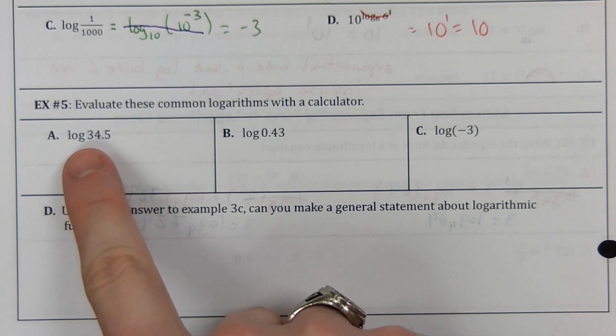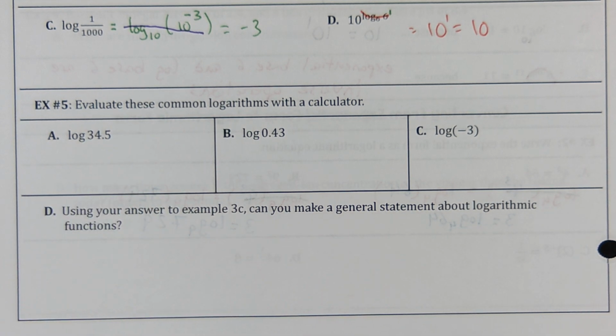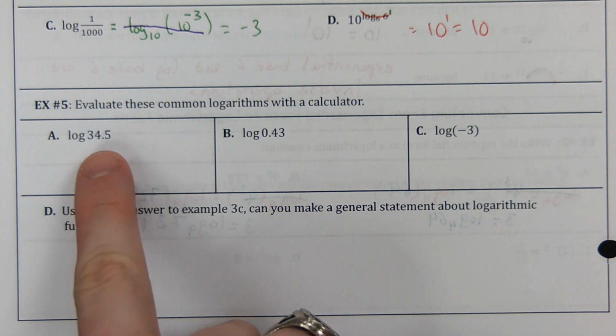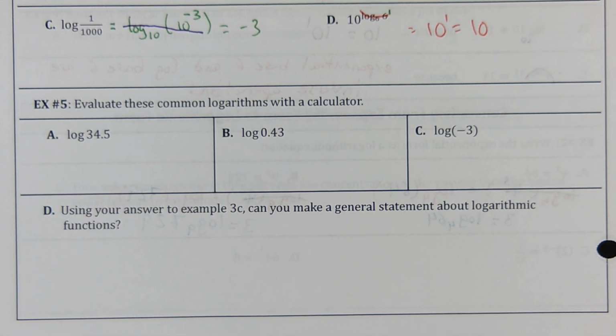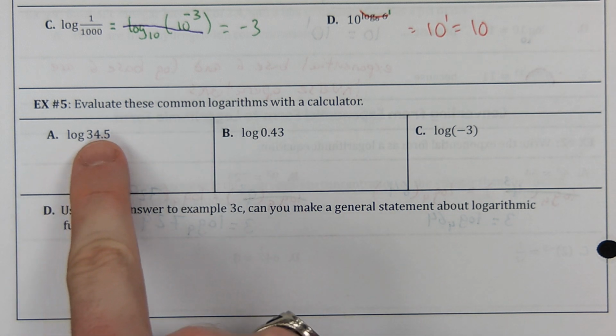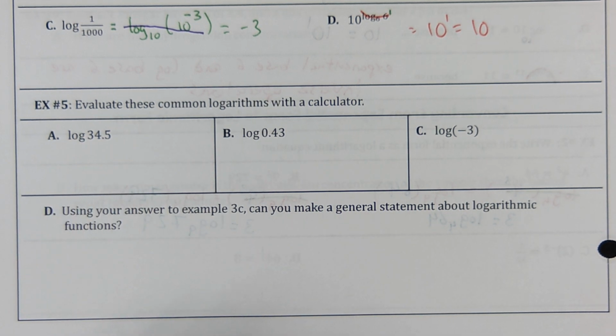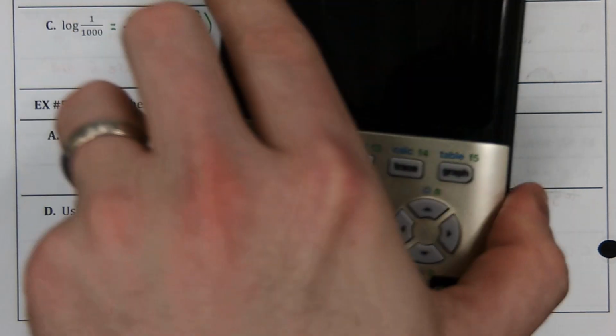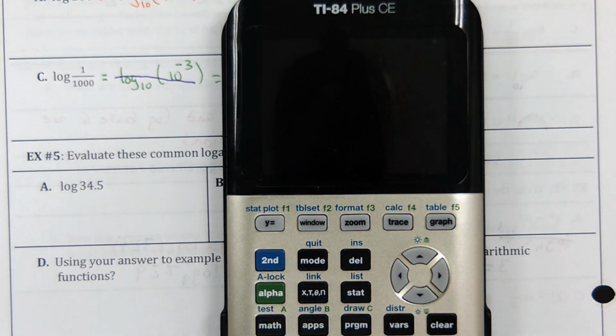This is the common log. It asked me what power of 10 would get me a 34.5. Clearly the answer is not going to be pretty. What power of 10 would get me a 10? 1. What power of 10 would get me a 100? 2. This argument, 34.5, is between the numbers 10 and 100. That means it is between the first power of 10 and the second power of 10. So this answer had better be between 1 and 2. This is AP, so we'll go to 3 decimals.